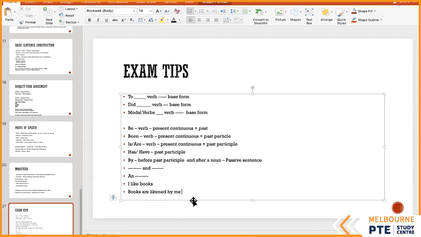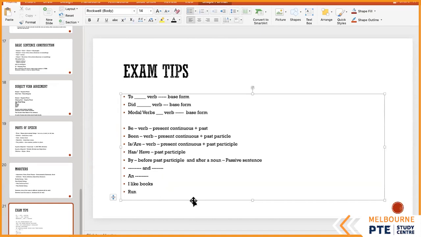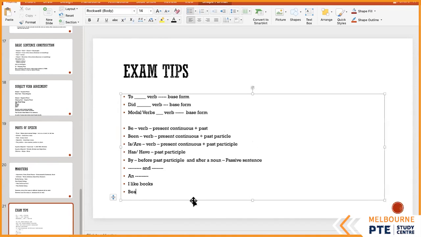Now, certain words, the past participle and the past tense are the same. Can you give me an example? What is the past tense of run? Ran. What is the past participle of run? Ran. So in that case, both are the same. If I have, for example, eat, what is the past participle of eat? Eaten. What is the past tense of eat? Ate.